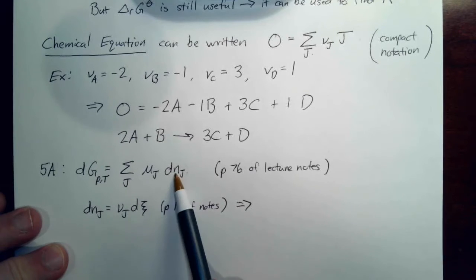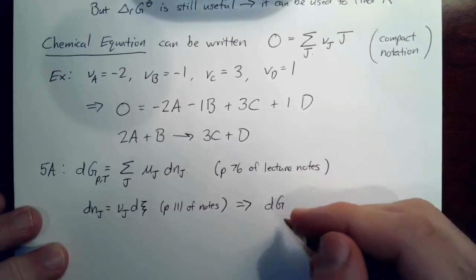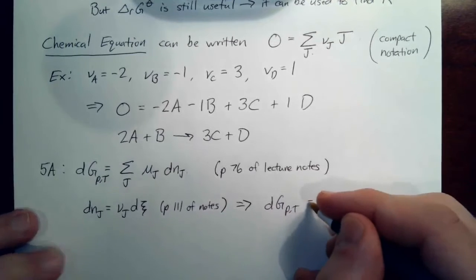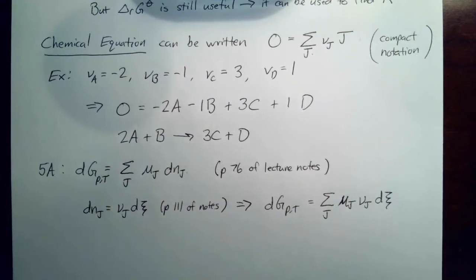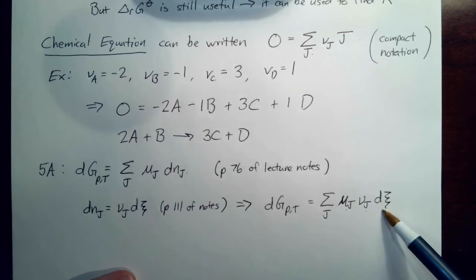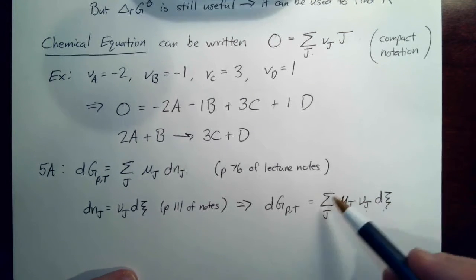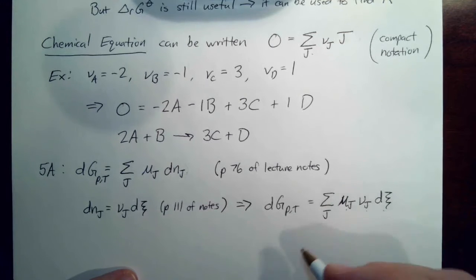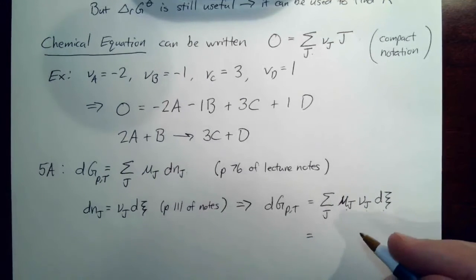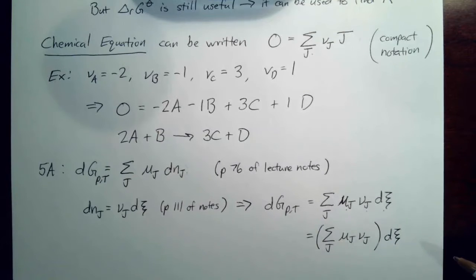And so I'm going to take this and put it up here to get a formula for dG. And so I get the sum of μj νj dξ. And notice that dξ is the same in every single term, so I'm going to factor that one out. So now I have dξ times this sum.